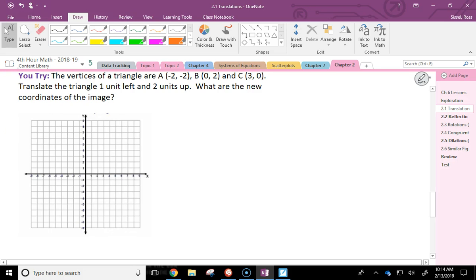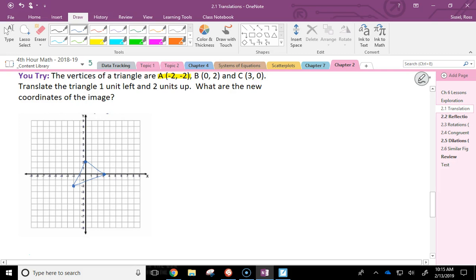The vertices of a triangle are A, negative 2, 2. B is at 0, 2. And C is at 3, 0. That's okay, we'll just do this one up here together.